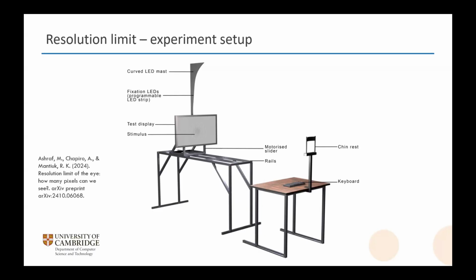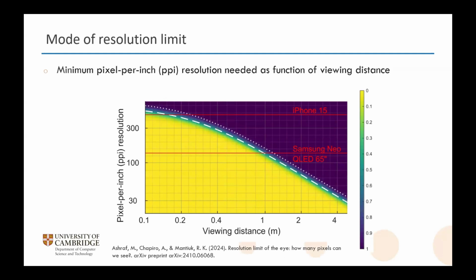So we had 18 observers. Each of them did 3 hours of such experiments. So it is a time-consuming process and takes patience, but we get a lot of data. And using such data, we managed to build this kind of model. So here we managed to build a model which showed us for what viewing distance, what will be the minimum pixel resolution per inch we would need, where we could not perceive the difference in quality. So yellow is below the human perception limit and blue is above the human perception limit.